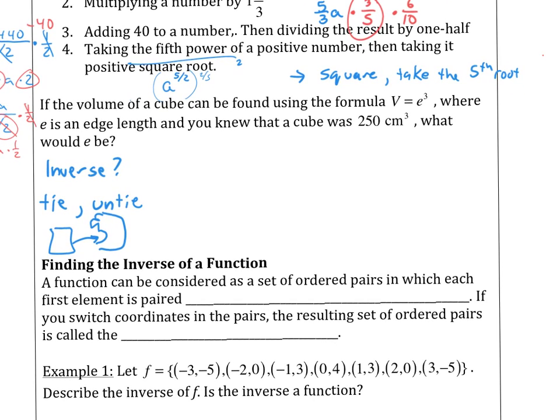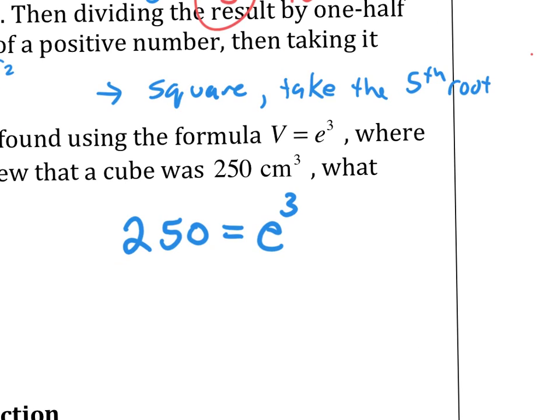So let's see here. In most cases, algebraically, we can at least find an inverse. So if the volume of a cube can be found using this formula where E means edge, where E is the edge length, and you know that a cube was 250 cubic centimeters. In that case, of course, we place it here, E to the third, and then we say, as was said before, we're going to take the third root.